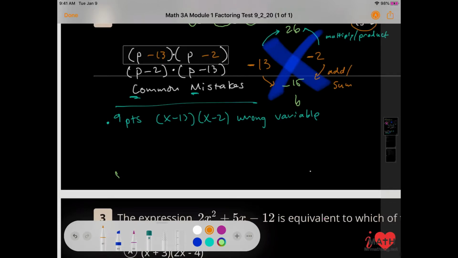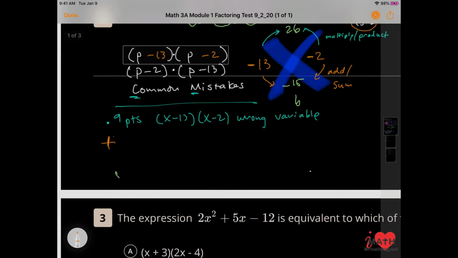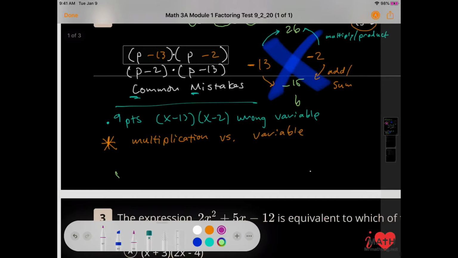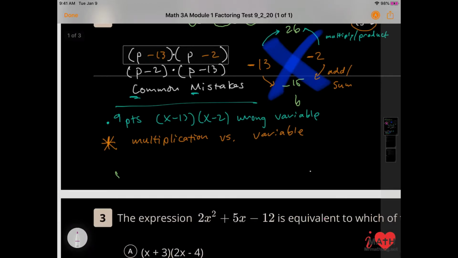Another common mistake throughout the test, and I'm just going to write it here for this one, is the idea of multiplication versus a variable. And hopefully I can make this clear and make it kind of big. I write my variables like with a cursive.